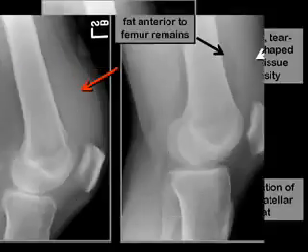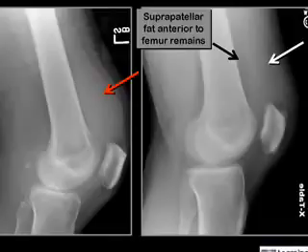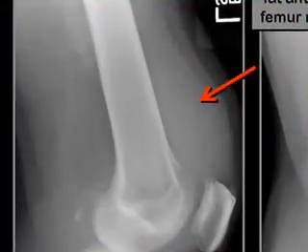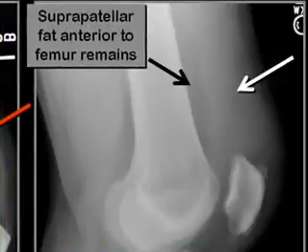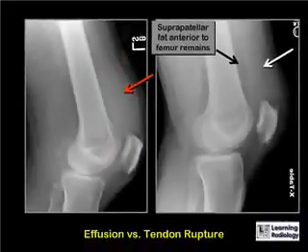This slide demonstrates the difference in appearance between a suprapatellar effusion and a rupture of the quadriceps tendon. On the right, the suprapatellar fat space, in the case of the ruptured quadriceps tendon, tends to remain clear. The bulk of the soft tissue density is in the region of the quadriceps tendon, and you can see that the patella is tilted forward. The two of them do resemble each other.